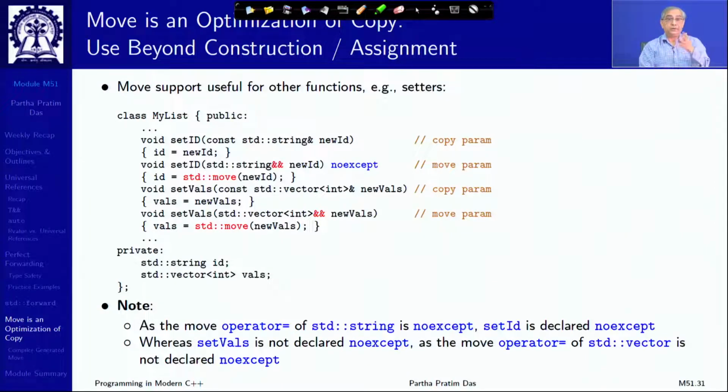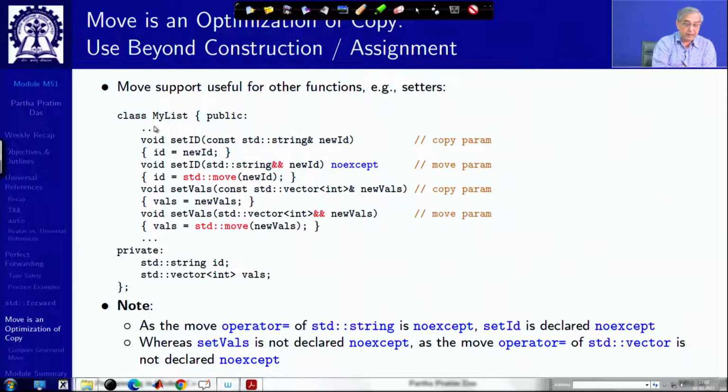That is the general principle that we learn from this support. And just to realize that we have always been talking about move benefits in the case of the move constructor and move assignment operator, but move in place of copy is not limited to these two functions. Any function can have a move version if it is meaningful. For example, here I have a class myList, which has a list ID and a vector of integer values. So I have a setter function to set an ID: given an ID, it will set the ID. I have a value setter also: given a vector of values, it will set that vector.